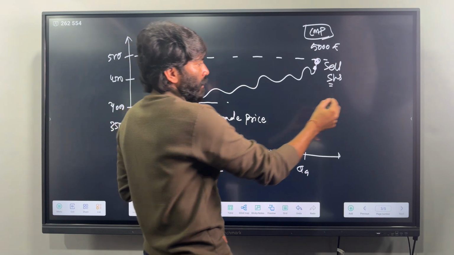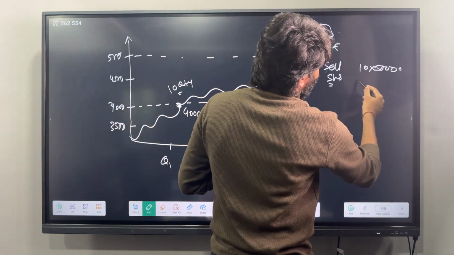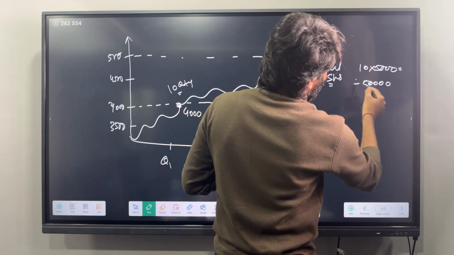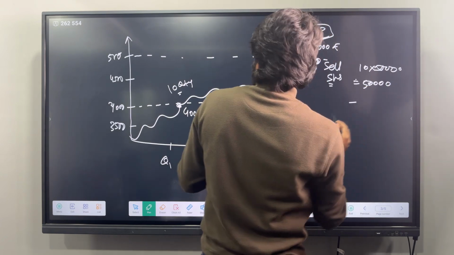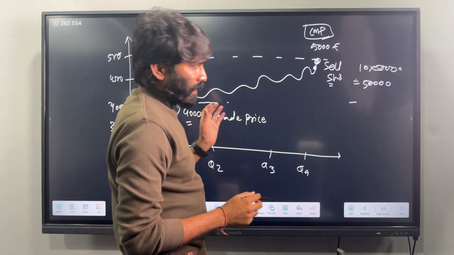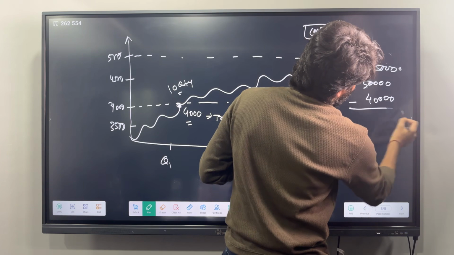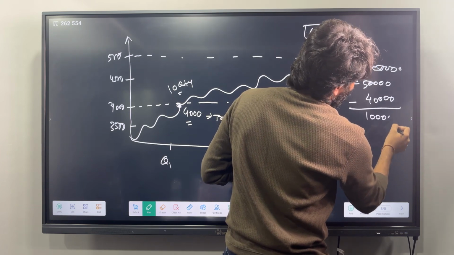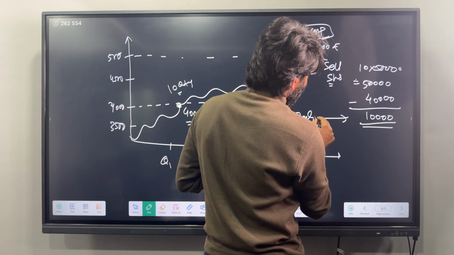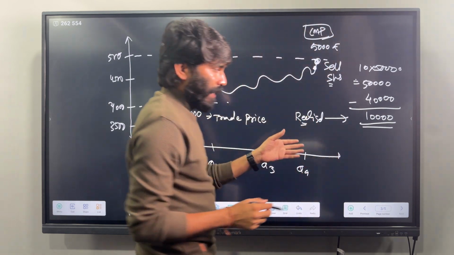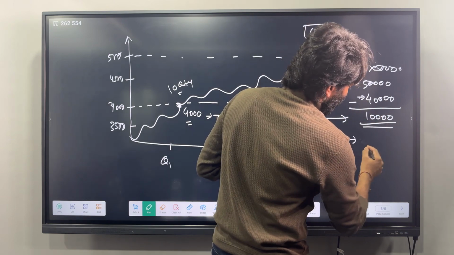margin, right? If you just exit the 10 quantities, 10 into 5,000, it would be around 50,000 total revenue. Out of 50,000, just minus what you had purchased it for, so 40,000, right? So your net profit would be 10,000 rupees, which you have realized. So out of this profit, what can you do? So 40,000, this is something you can also use to return the loan first.